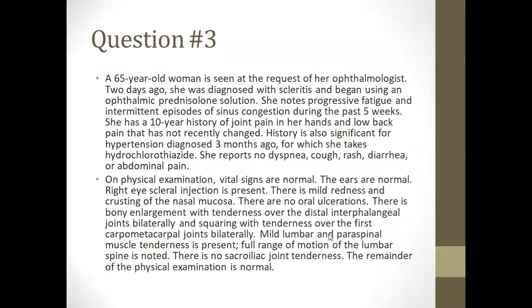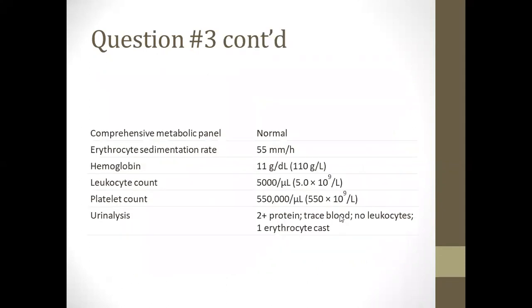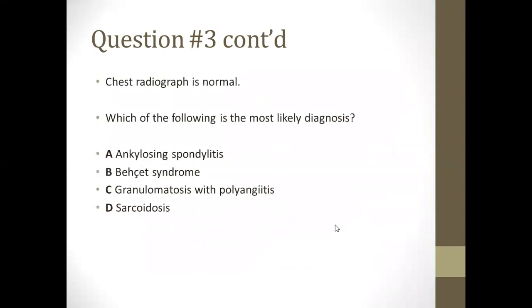Mild lumbar and paraspinal muscle tenderness is present. Full range of motion of the lumbar spine is noted. There's no SI joint tenderness. The remainder of the exam is normal. CMP normal, sed rate 55, hemoglobin 11, white count 5, platelets slightly up at 550. UA: 2+ protein, trace blood, no leukocytes, 1 red cell cast. Chest x-ray normal. What is the most likely diagnosis?